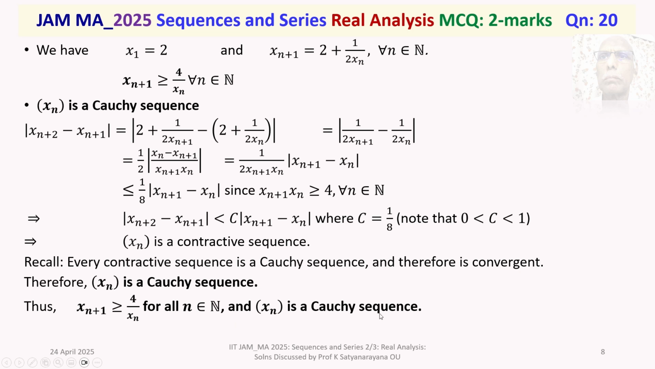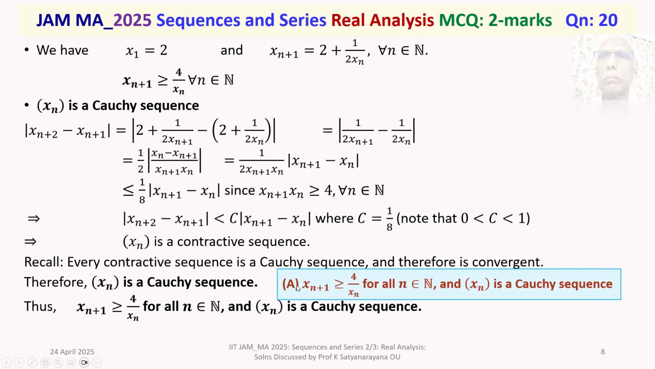And the sequence x_n is a Cauchy sequence. So recall option A: x_{n+1} greater than or equal to 4 by x_n for all n belongs to N, and the sequence x_n is a Cauchy sequence. Thus option A is true. The answer to this question is option A.